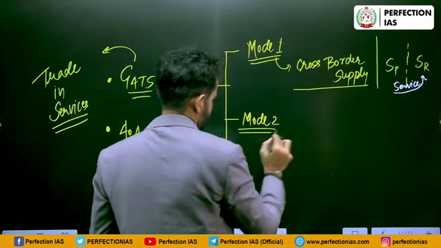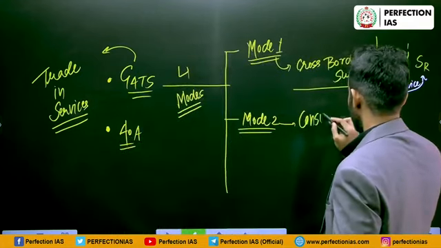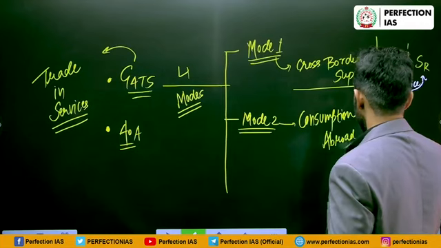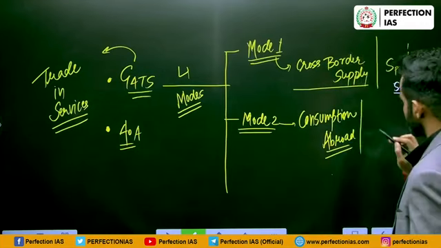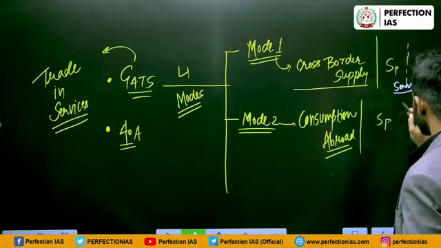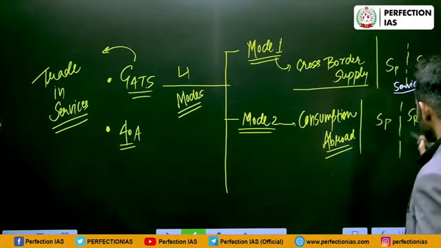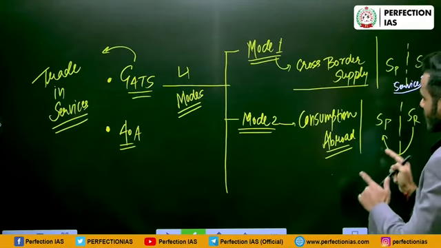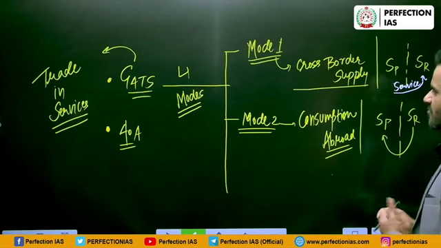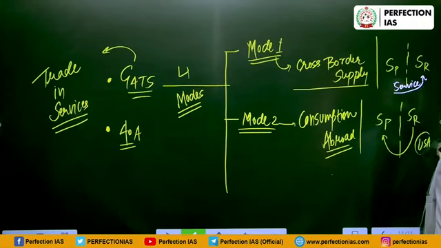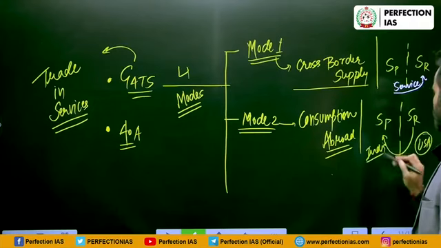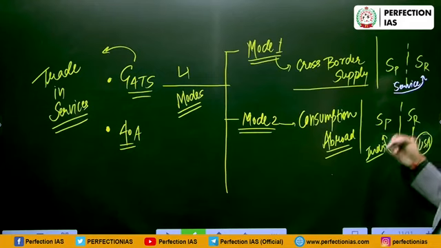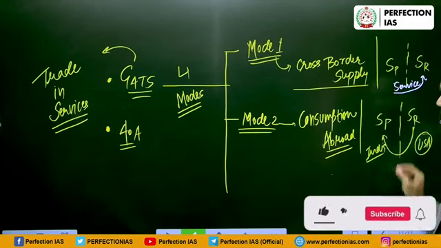Second mode is mode 2, that is consumption abroad. It means the service receiver and service provider are in different countries. Service receiver is visiting the country of service provider. Service receiver is physically moving to the country of service provider. For example, if someone from India is willing to study in USA, or someone from USA is willing to study in India, in that case they will have to shift their location if they are physically attending that institution.